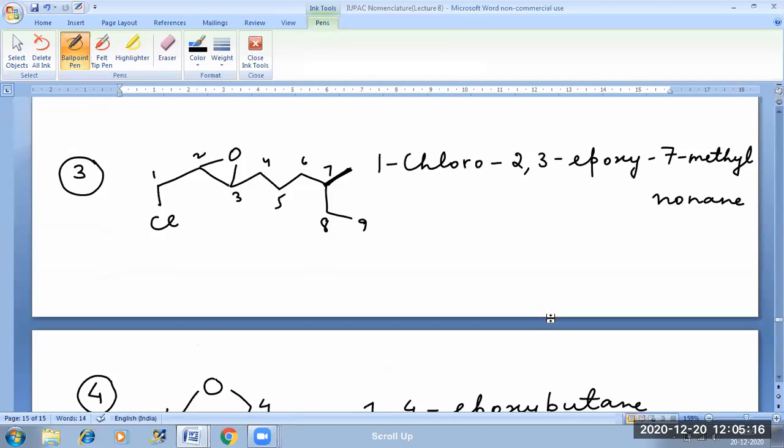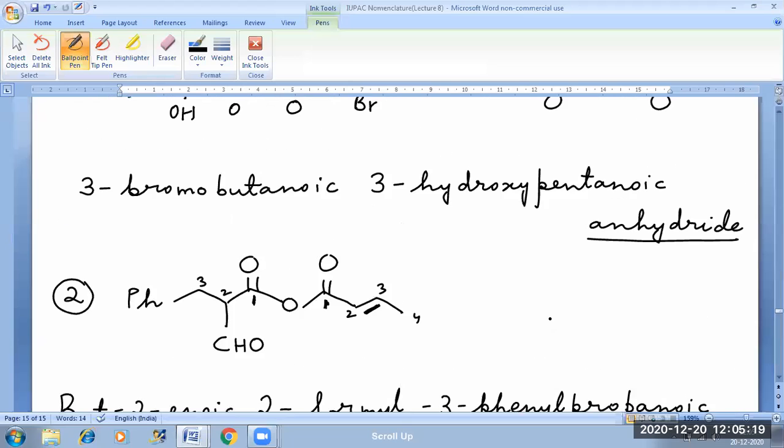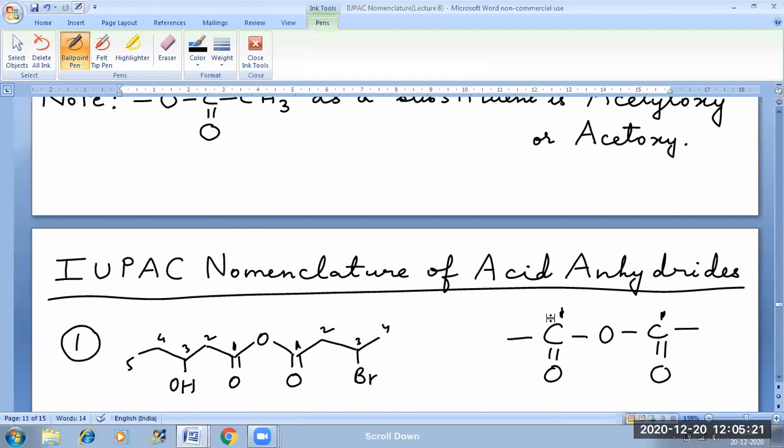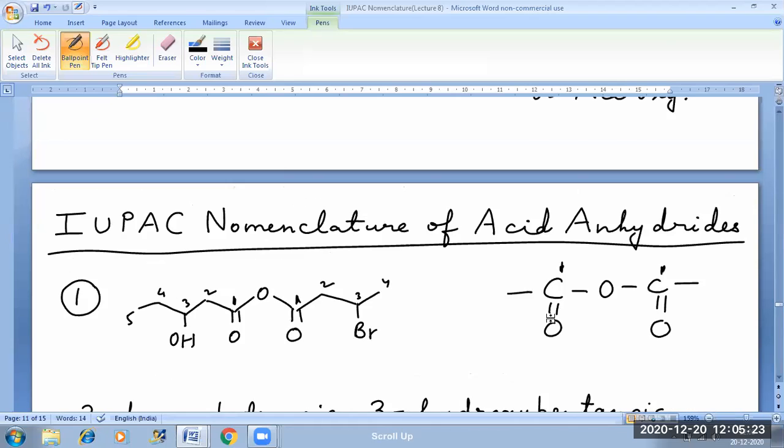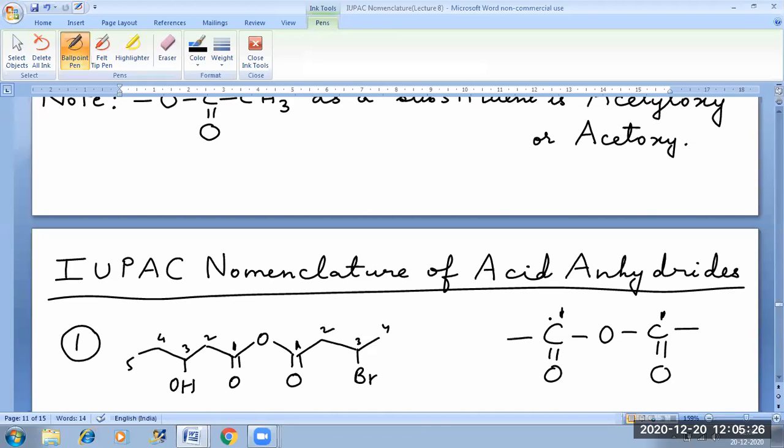let's come back to the last part. Now, another thing which is pending is this. We have not done IUPAC nomenclature of anhydrides. So now we are doing that. What is anhydride? Whenever you see CO and then one oxygen atom between the two CO, it is called anhydride. Right? This is called anhydride. CO and then O and then again CO. This is called acid anhydride, or if you just call it anhydride, then also it's okay.